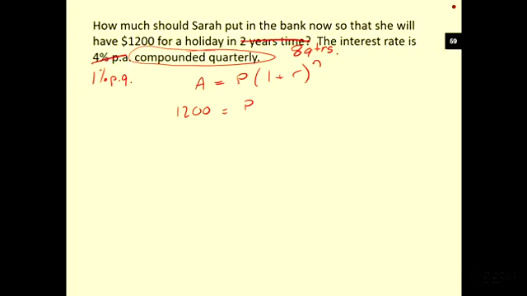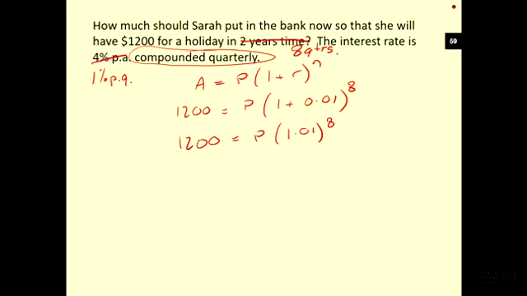All right, so 1,200 equals P, 1 plus 1%, which is 0.01, to the 8. Again, I don't like that line, but no. 1 plus 0.01, 1.01. There's my happy place. 1,200 equals P times 1.01 to the 8. Up at 1%, 8 times.